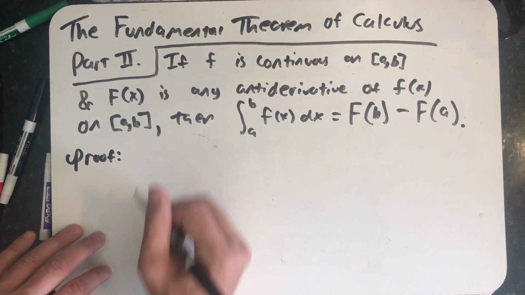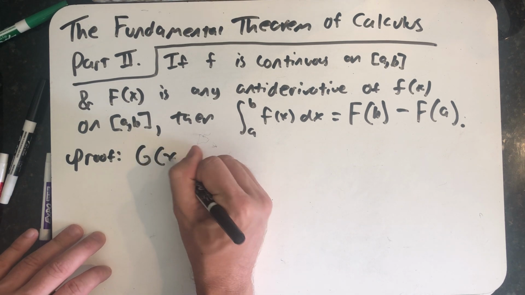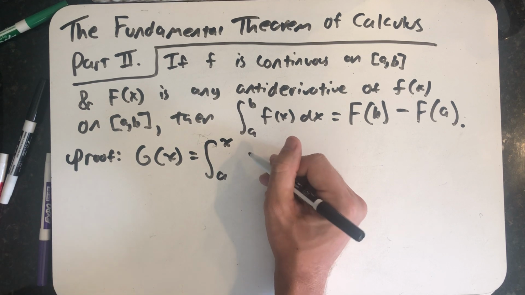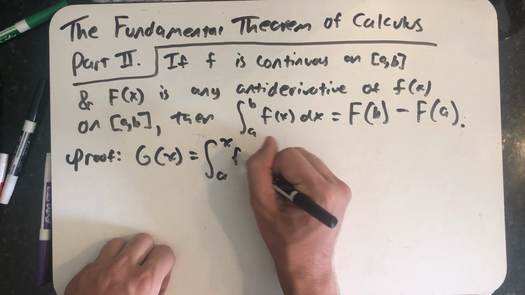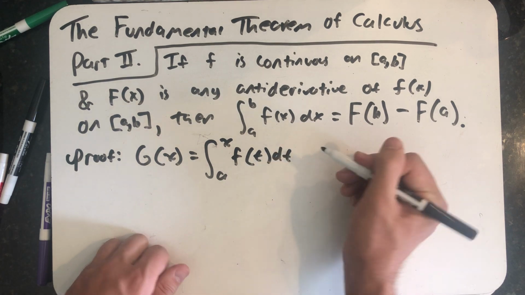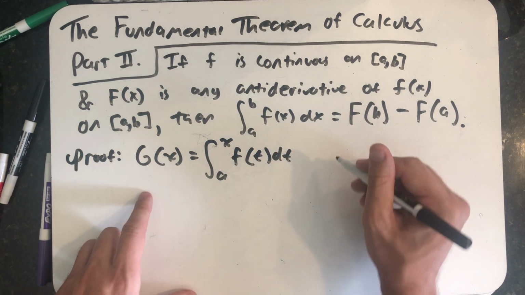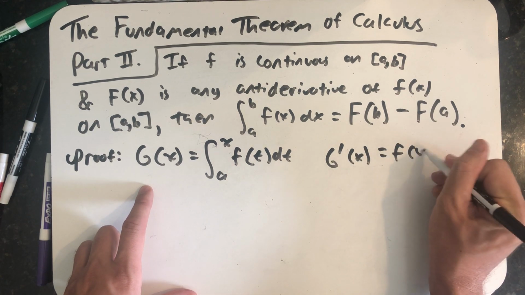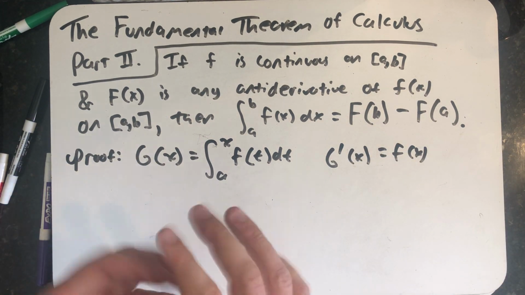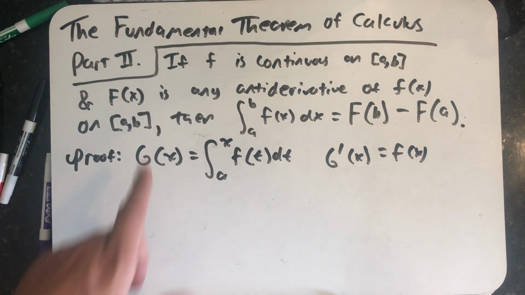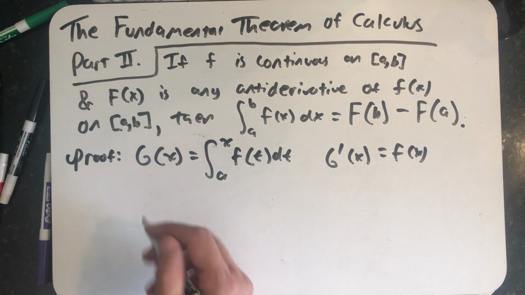We start by letting big G of x be that particular antiderivative I can form through the ideas of the first fundamental theorem of calculus. Because I automatically know that this function has derivative little f. This function big G is an antiderivative for little f. I need to show you that this statement is true for any antiderivative.